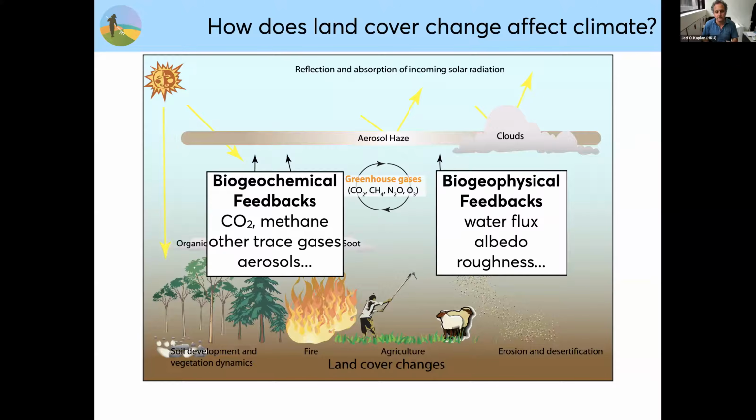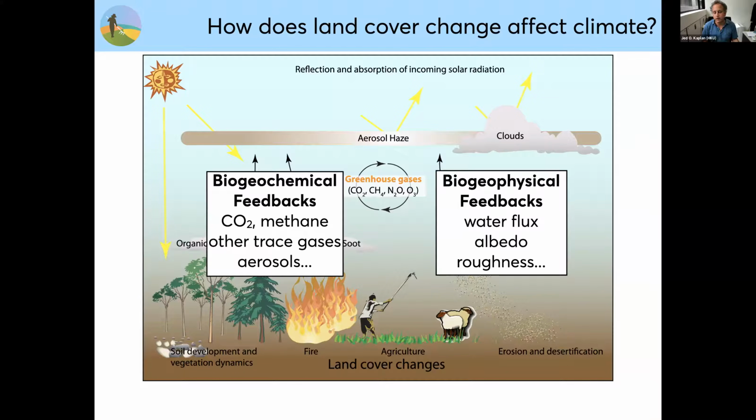So we have other trace gases and aerosols that change the chemical composition of the atmosphere that influence the amount of heat that is either absorbed or reflected by the atmosphere back into space or towards the Earth's surface, and therefore global temperature. So something that I think many of you are probably aware of in the contemporary context, but it's important to keep in mind that these biogeochemical feedbacks also occur naturally, and they occur naturally over long periods of time.